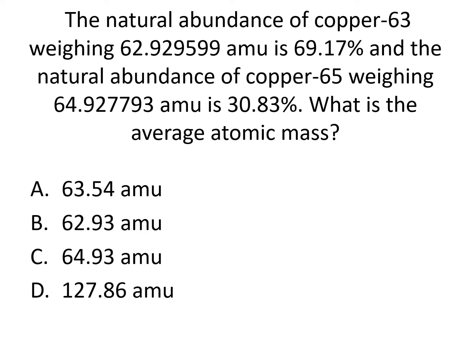The natural abundance of copper-63, weighing 62.929599 AMU, is 69.17%, and the natural abundance of copper-65, weighing 64.927793 AMU, is 30.83%. What is the average atomic mass? Is it A, 63.54 AMU, B, 62.93 AMU, C, 64.93 AMU, or D, 127.86 AMU?